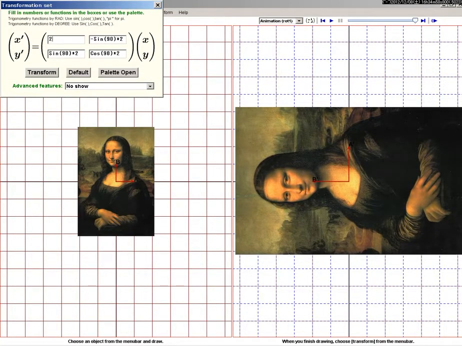Or you can use it to the first example in the PowerPoint, 2, 1, minus 1, 1.